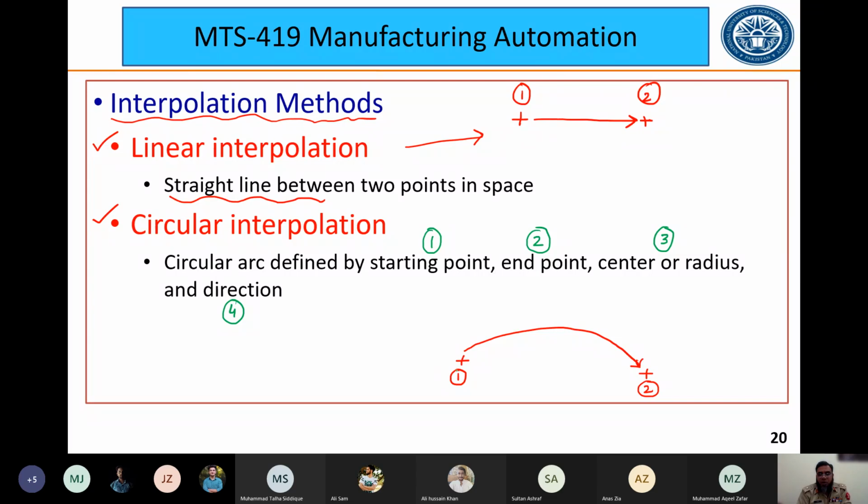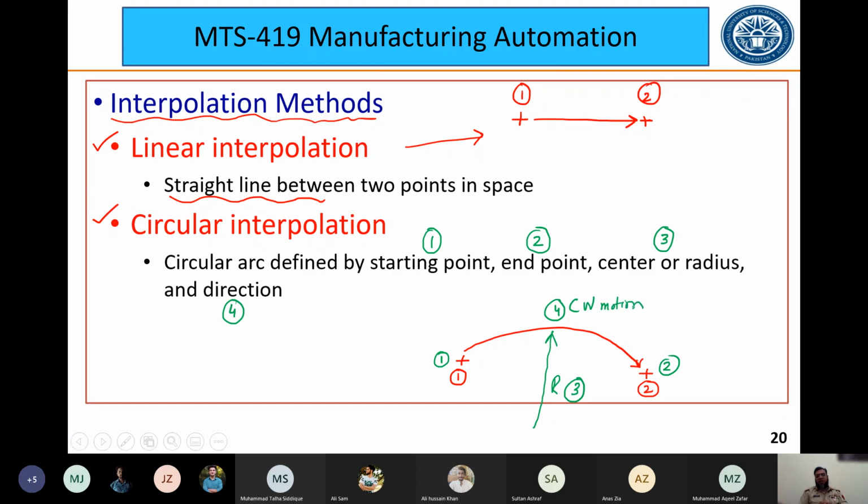So the starting point is point 1. This is the starting point. This is the end point. Then there is a center, and there is a radius of curvature. So this is actually the R, which is point number 3, and the direction. By direction I mean that it is either a counterclockwise movement or a clockwise movement. In this motion, we see that this is a clockwise motion.